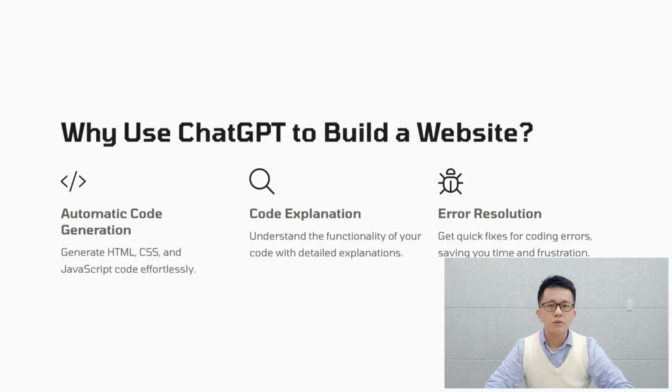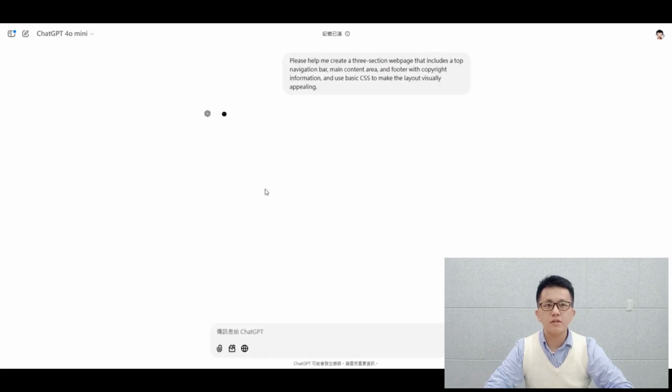Traditionally, building a website requires learning HTML, CSS, and JavaScript, which can be time-consuming. ChatGPT can automatically generate the necessary code, explain each section's functionality, and fix errors quickly. This means you don't have to start from scratch. Simply chat with ChatGPT to effortlessly create a professional website. Let's see it in action.